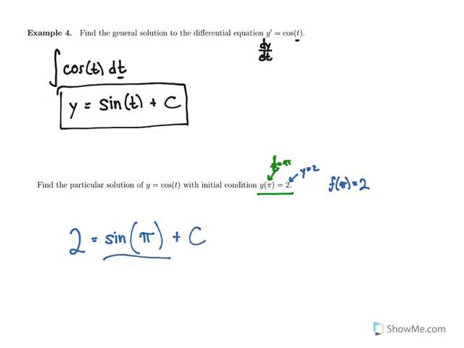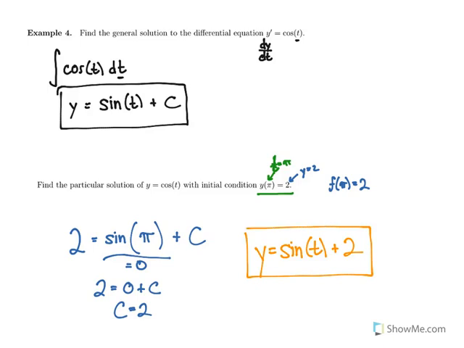Now sine of pi we know is equal to 0. So this is going to be 2 equals 0 plus c, so c is equal to 2. So our particular solution is sine of t plus 2. We have our general solution, and then a particular solution where we find the c value that corresponds to the initial value condition y of pi equals 2.